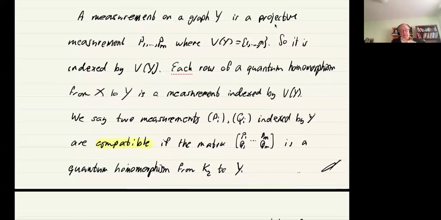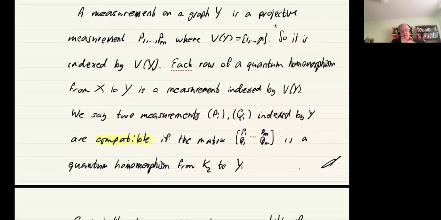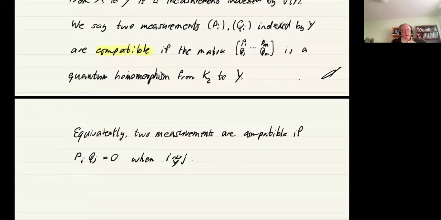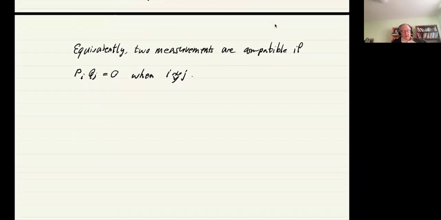Now, I'm going to say that two measurements on Y are compatible if the corresponding rows give a quantum homomorphism from K2 to Y. So you have to go back and look at that condition with the funny products and things. But that's the definition, so they're compatible. And this is equivalent to saying two measurements are compatible if the product P_i Q_j is 0 when i and j are not adjacent. But we have a definition of compatible. We don't have to worry too much about that right this moment. But actually this is a good place to stop.